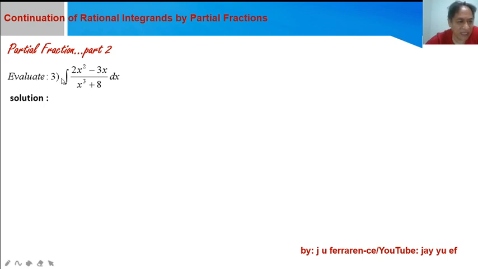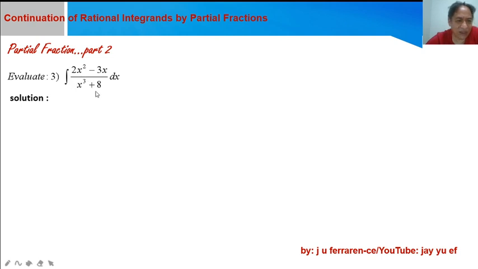Okay, so number 3. If my given is the integral of 2x squared minus 3x over x cubed plus 8, so always check, is your fraction proper or improper? Again, this is containing a degree of 2. And this is a degree of 3. So, meaning this is a proper fraction.